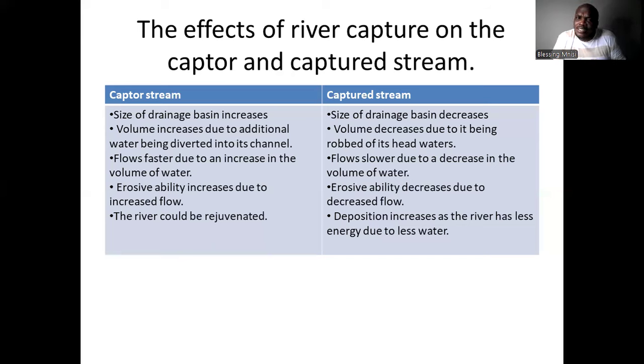Then, because there's less volume of water, it flows slowly. Erosive ability decreases due to the decreased flow. Because now there's less water, the water flows very slowly and more deposition occurs. Deposition increases as the river has less energy due to less water. Then there will be more deposition in the captured stream.